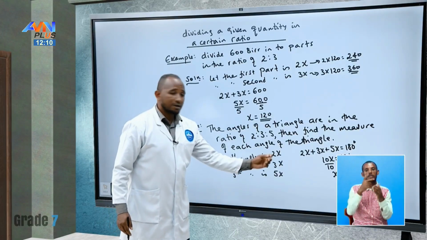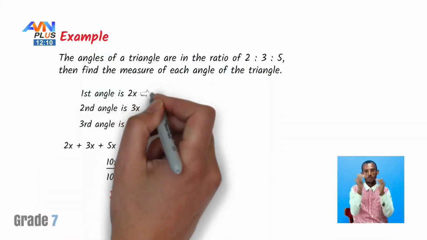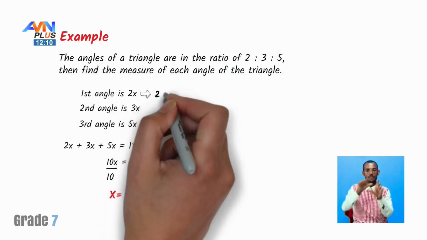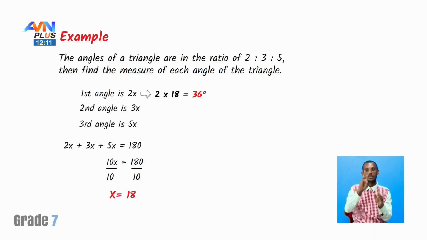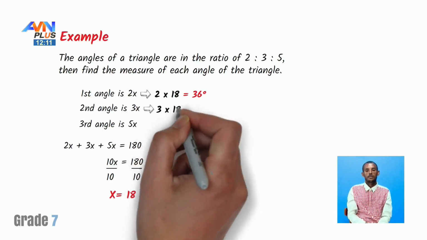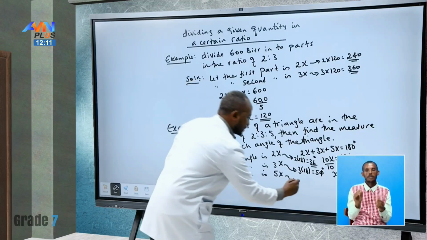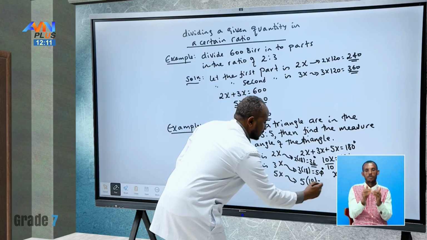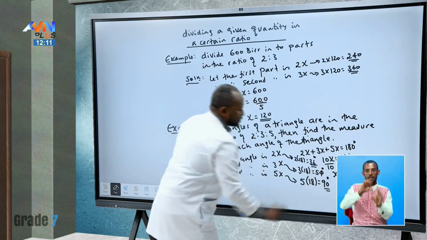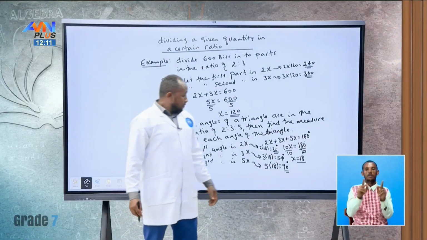Once we have found x, we can calculate each angle. The first angle is 2x, that means twice 18, which is 36 degrees. The second angle is 3 times 18, which is 54 degrees. And the third angle is 5 times 18, which is 90 degrees. So this is the measure of each angle of the triangle. So that's it. This is all about today's lesson.